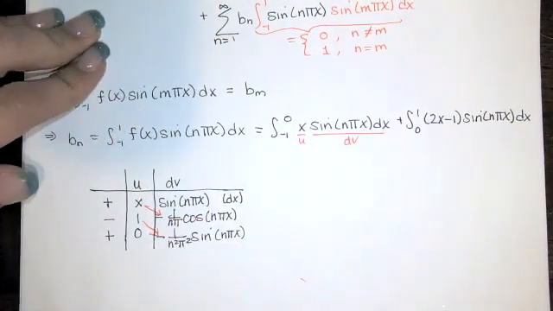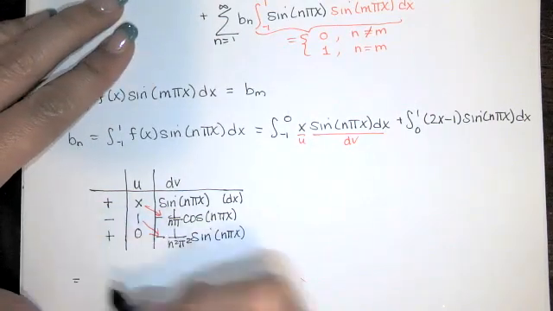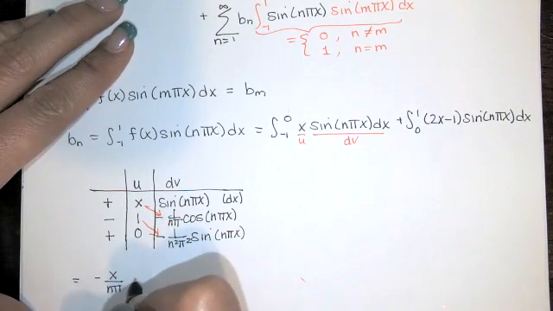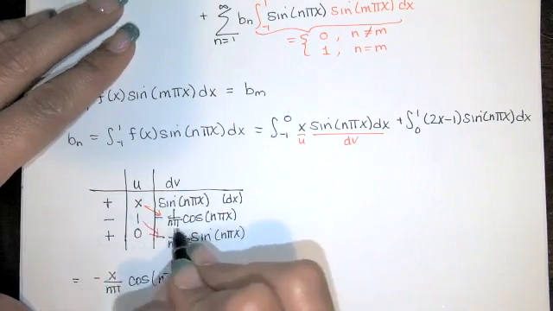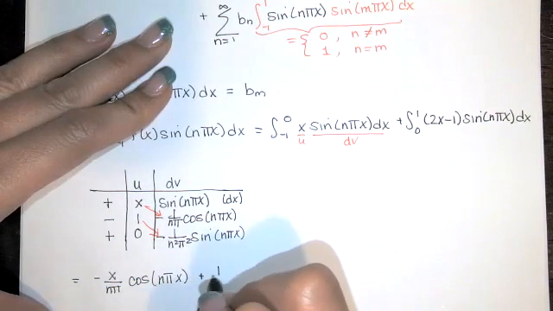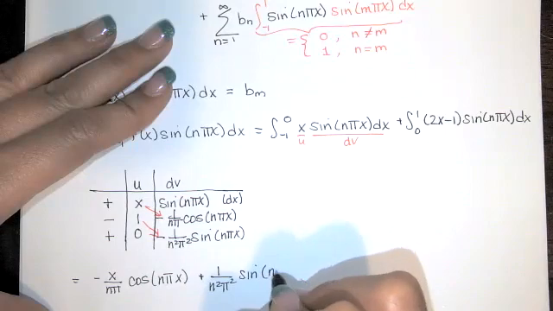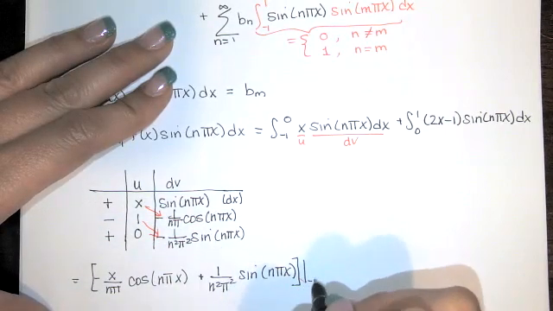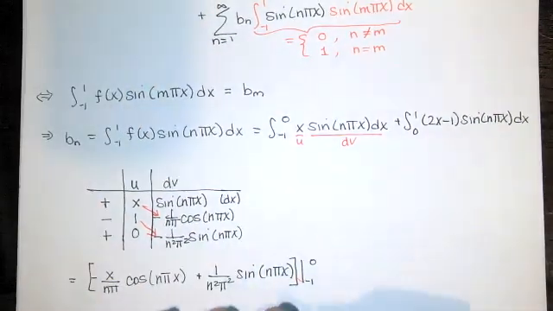We're not going to worry about the plus c because we've got a definite integral, right? So we have negative x over n pi times cosine of n pi x. And that's -1 times a negative n squared, or 1 over n squared pi squared. So we'll have a positive 1 over n squared pi squared times sine of n pi x. And we're evaluating this from -1 to 0. That's the plan. We'll do that in a minute.